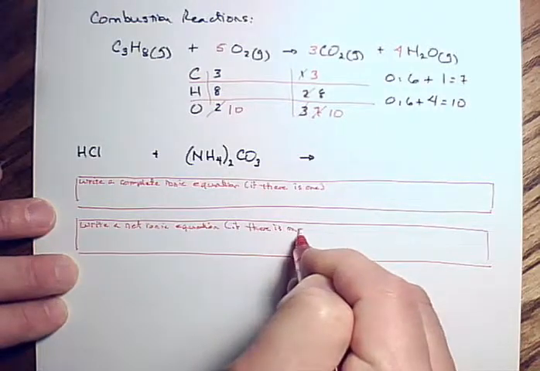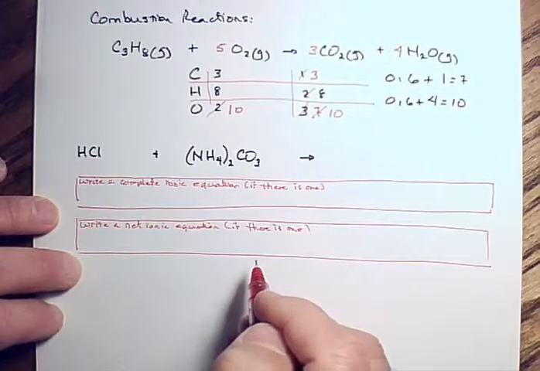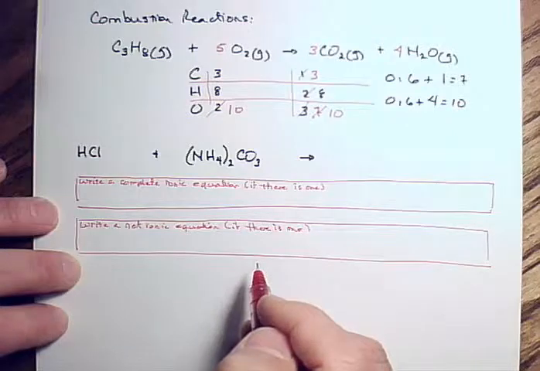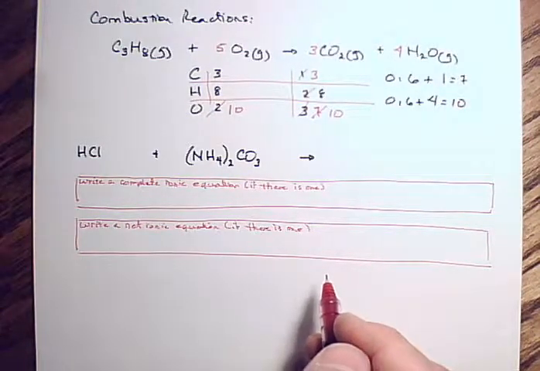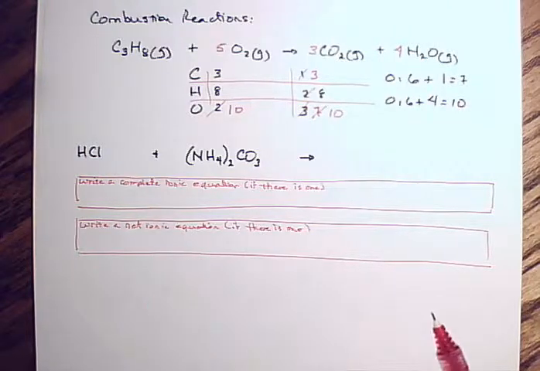Now, just so you know, every once in a while, the complete ionic equation and the net ionic equation will be the same. Because when you split things up into ions, you find out that there's nothing that can be canceled. Okay, nothing you take out. So just so you know, sometimes they're the same.